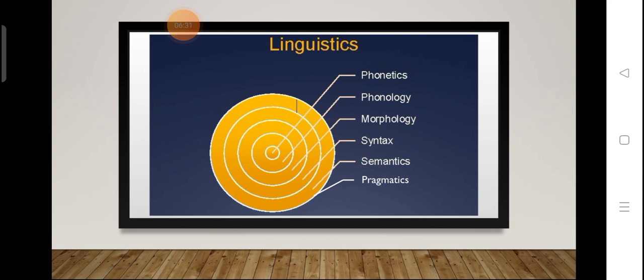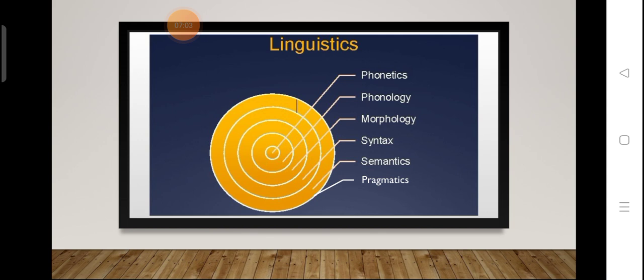All right. Now, the third one is morphology. Morphology is the study of word structure. In simple terms, it is a study of word structure. The structures of words are studied in this particular aspect of linguistics called morphology. Because words have their own internal structure, and how words are formed.